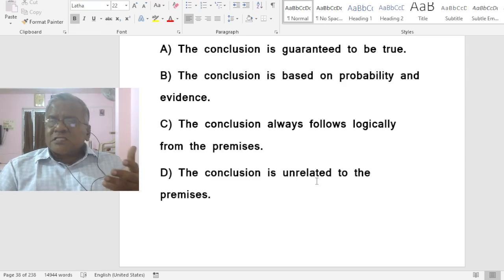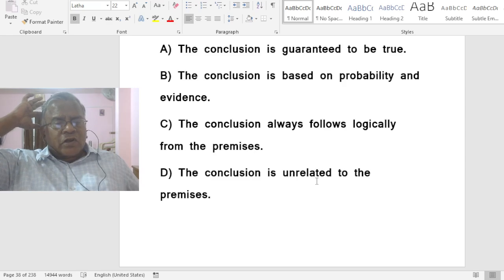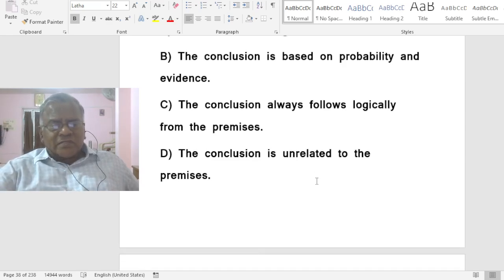So the next swan should be white, okay. So that is the idea. Here the conclusion is based on probability and evidence, right. All swans which I see are white, so the next swan, there or somewhere else, should be white. That is how you come to a conclusion. So, probability and evidence, right?